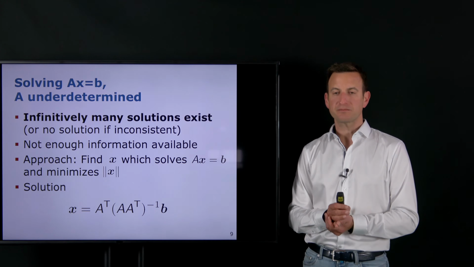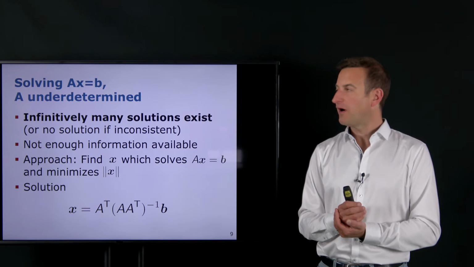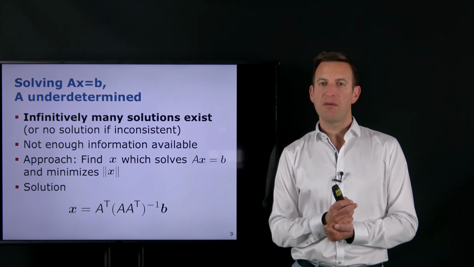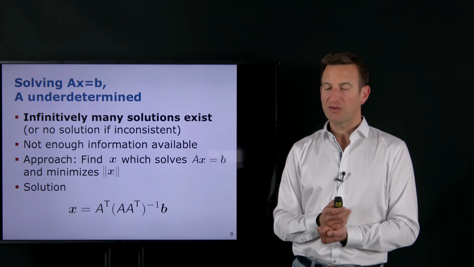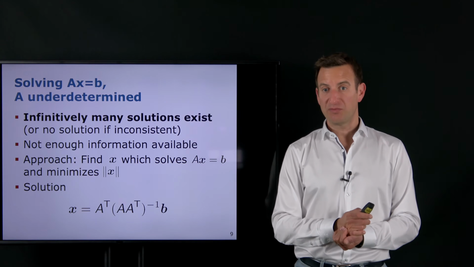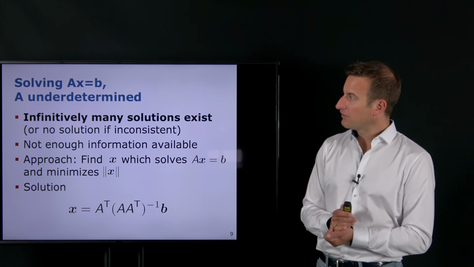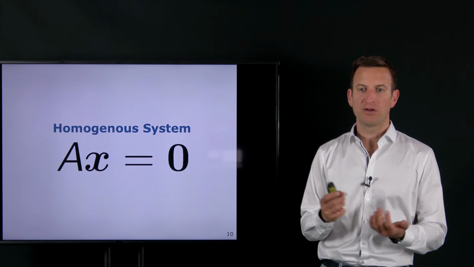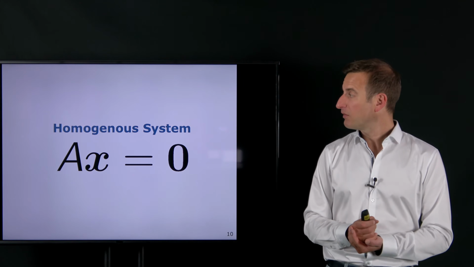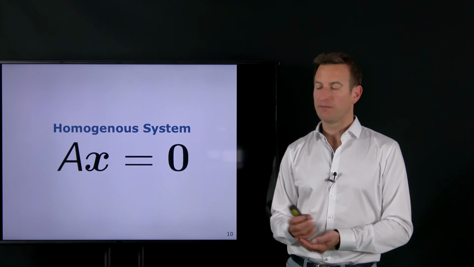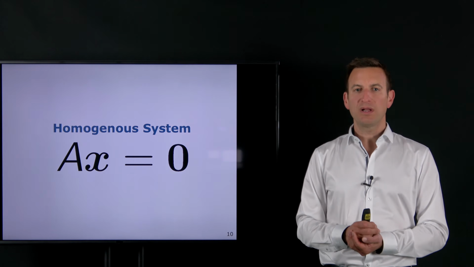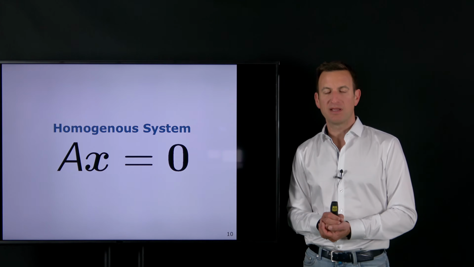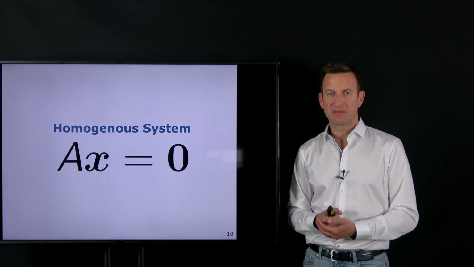Okay, that's so far what I wanted to explain to you about linear systems, at least of the form ax equals b. There's a special case, and this is if b equals 0. And this is something which we call a homogeneous system, so a system of the form ax equals 0. And that is something that will pop up quite frequently in the courses or lectures that I'm teaching here.